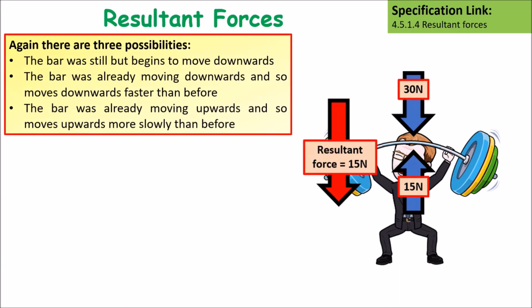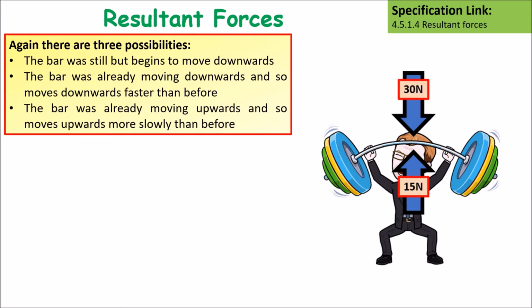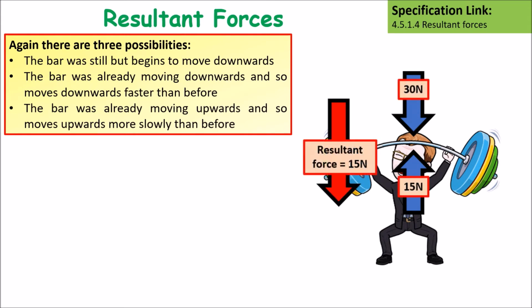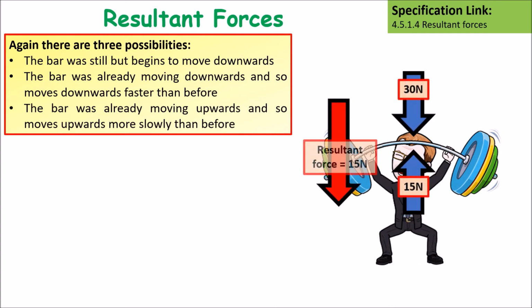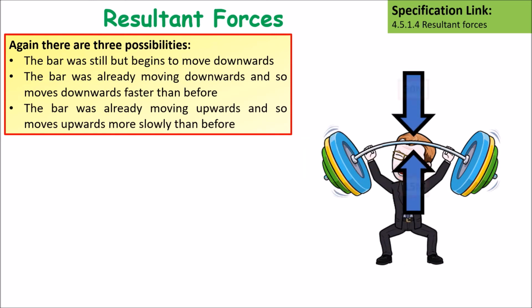So again, there are three possibilities. The bar was still to begin with and moves downwards. The bar was already moving downwards and moves downwards faster. Or the bar was already moving upwards and so moves upwards more slowly than before.